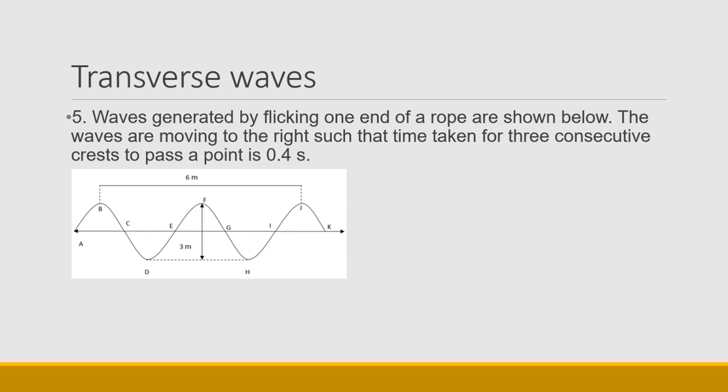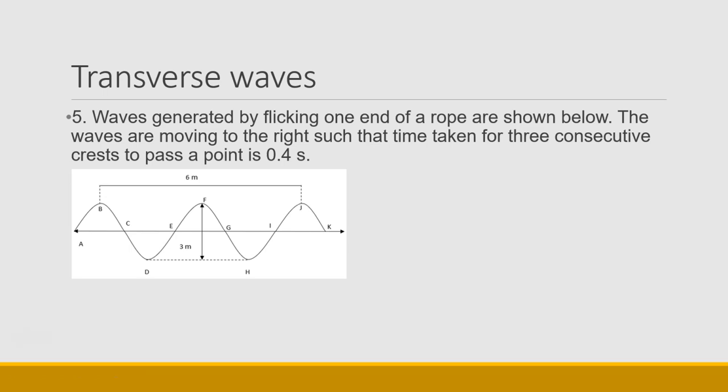Waves generated by flicking one end of a rope are shown below. The waves are moving to the right such that the time taken for 3 consecutive crests to pass a point is 0.4 seconds. Now this over here, 3 consecutive crests, what does that actually mean? 3 consecutive crests, 1, 2, 3, actually means 2 wave cycles.